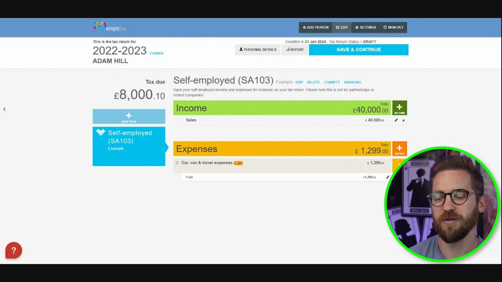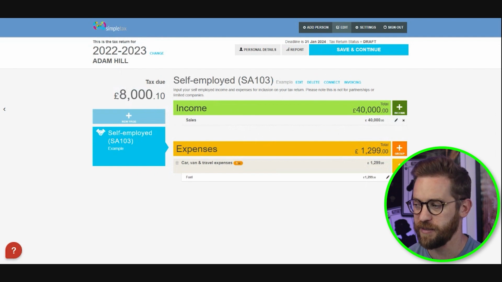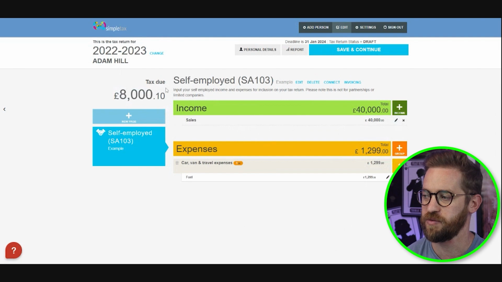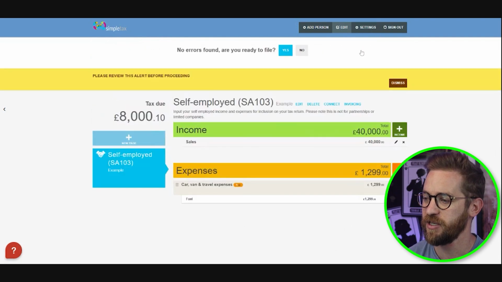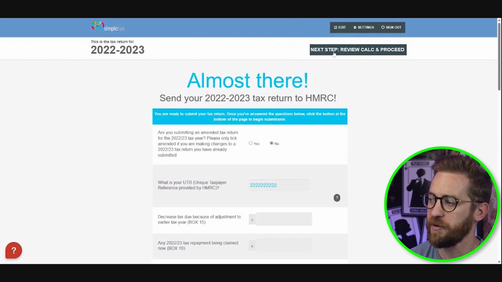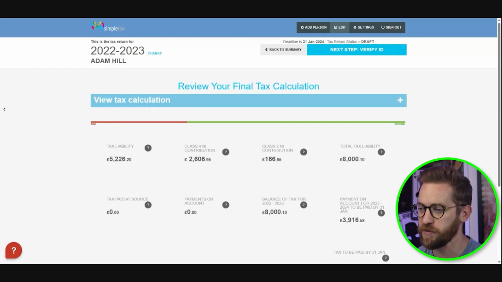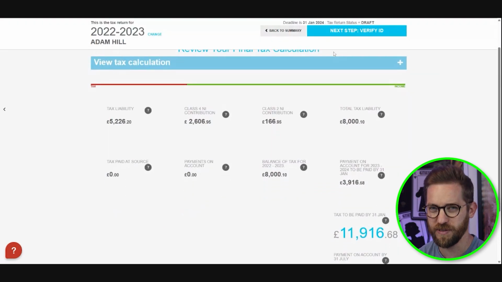From here then, let's go and have a look at how payments on account are going to get applied to this and where they'll show on the tax return. So if I save and continue, and I'm happy to move on to the next page, continue through to review your calculation and proceed. And then this page is where you're going to see the details of your tax calculation. So how tax is being applied to that income that I've declared. Just to talk you through this.